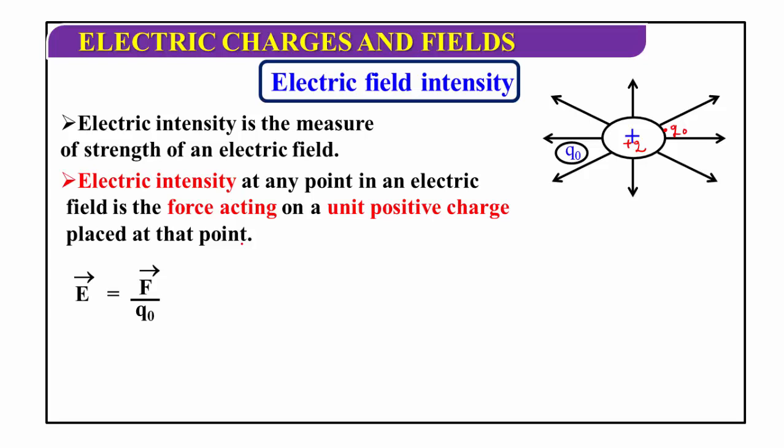The force per unit test charge, or the force acting at that point per unit positive charge, is called electric intensity. The electric intensity at a point is the force experienced by a unit positive charge placed at that point. It is mathematically denoted by the symbol vector E is equal to F divided by Q naught, which is the expression for electric intensity. Electric intensity is the measure of strength of an electric field.